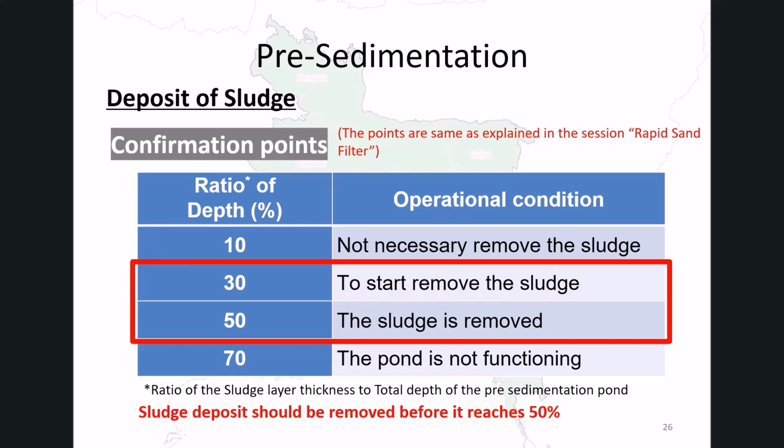This table shows an example of how sludge measurements can be organized. After collecting data from each point, compile the sludge thickness. When thickness reaches around 30% of the total depth, removal should be planned. At 50%, it becomes urgent.